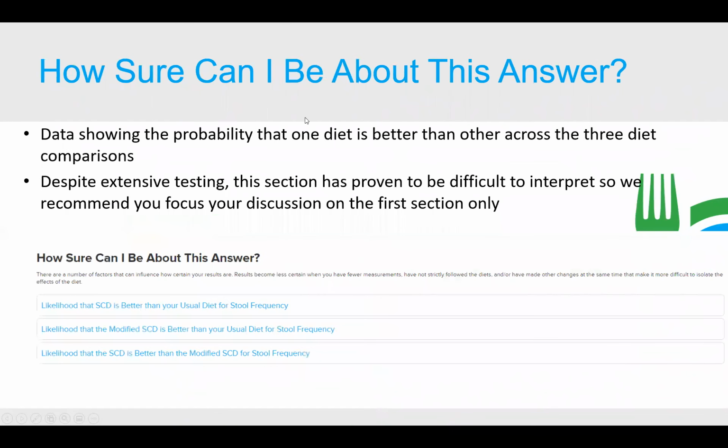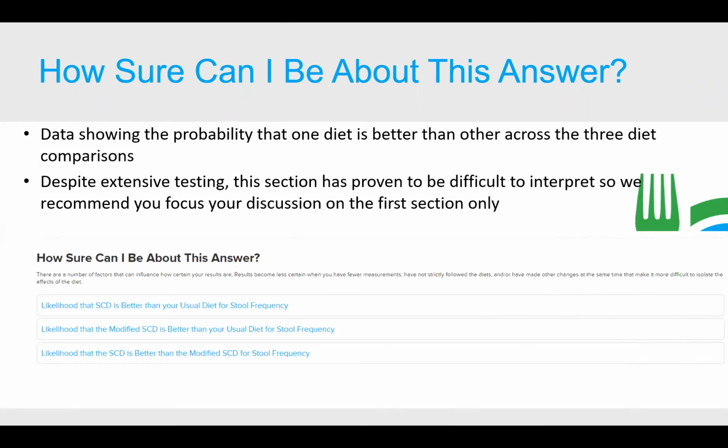The second section, as I mentioned, is going to answer the question, how sure can I be about this answer? Data in this section is showing the probability that one diet is better than the other across those three critical dietary comparisons. So the likelihood that the SCD is better than your usual diet, the likelihood that the modified SCD is better than your usual diet, and the likelihood that the SCD is better than the modified SCD.